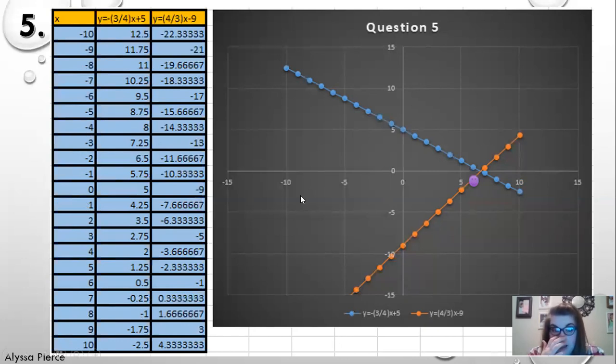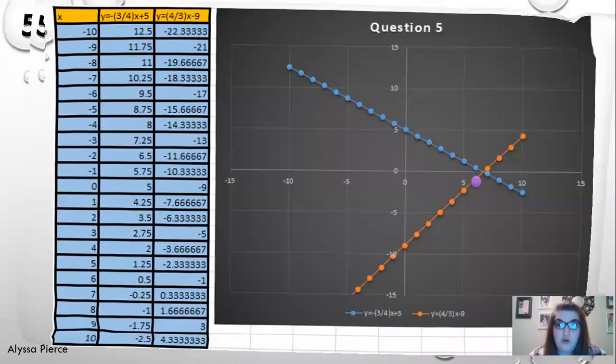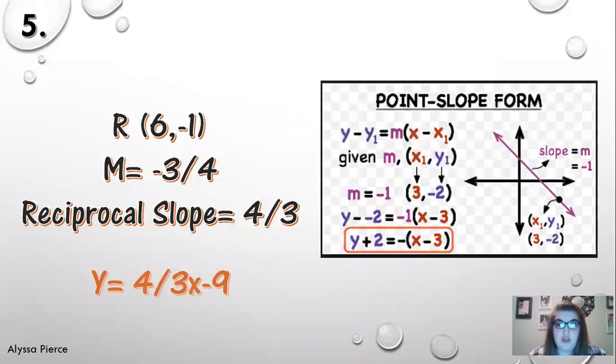So what they gave us, the point R, which was 6, negative 1. I've represented that with this purple little happy face right here. He's right there. He's happy. He's good. Okay, so the original line we were given, that's this blue line right here. That's the negative 3/4 x plus 5. Well, you're saying, well, what's that other line? Well, remember, the problem wanted us to solve where's the perpendicular line, okay? So we'll come back to this, but I'm going to show you how to get that.